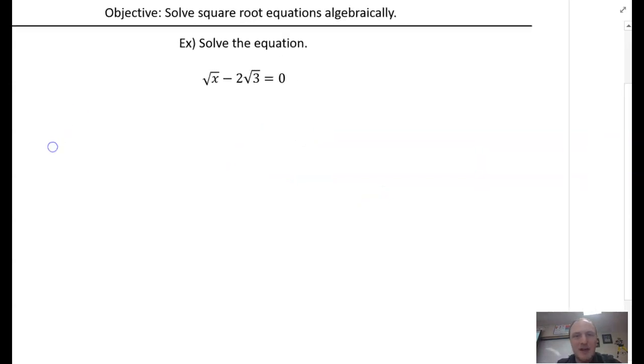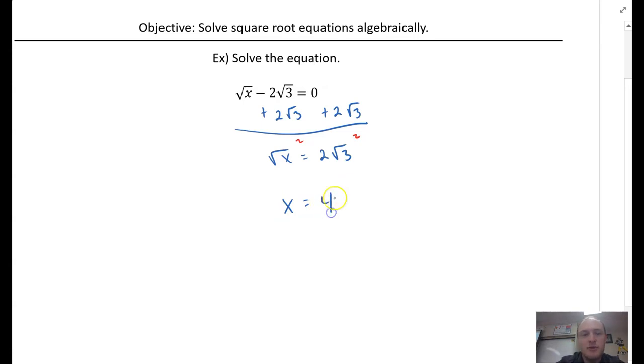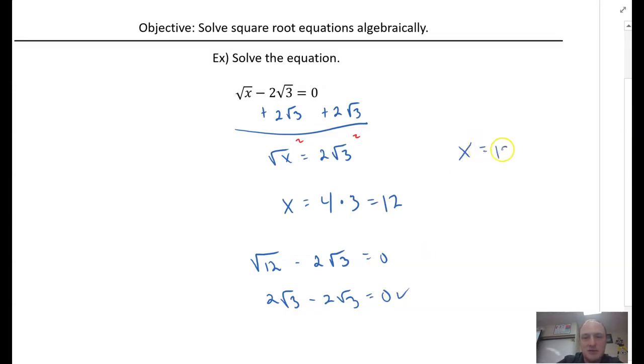Here's example 2. I have the square root of x minus 2 root 3 equals 0. Well, again, to solve this, I just want a radical on each side. So I'll add 2 root 3 to both sides to isolate the radical. So we get the square root of x is equal to 2 square root of 3. We'll go ahead and square both sides, giving us x is equal to 4 times root 3 squared, so that's 3, which is 12. So I'm going to go ahead and check. I'm going to plug in the square root of 12 minus 2 root 3. Does this equal 0? Well, root 12 is 2 root 3, and 2 root 3 minus 2 root 3, yep, left side is equal to the right side. Check. So our solution is x equals 12.